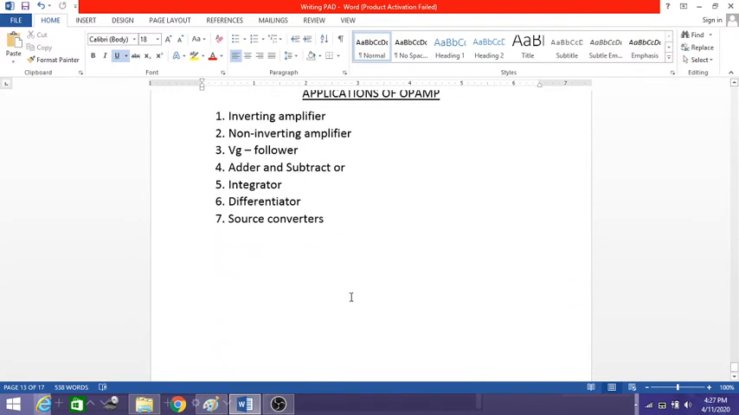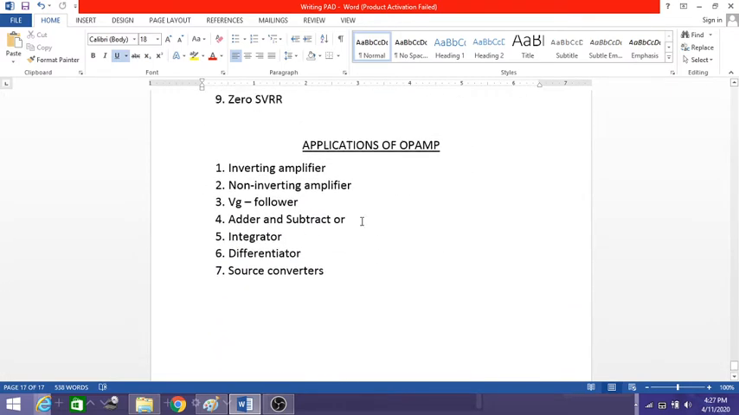Now we will talk about the applications of op-amp. As we said in the introductory video, op-amps are basically used for mathematical operations. We will use these circuits to combine signals, to add, to subtract, or to integrate. So based on the application, we are going to use the op-amp in various circuits.